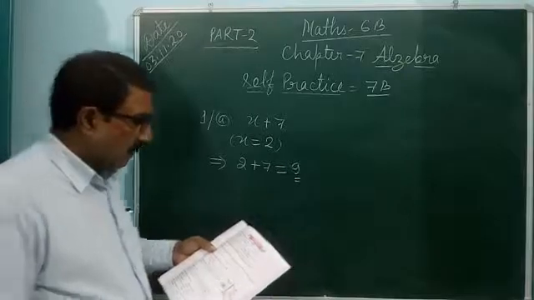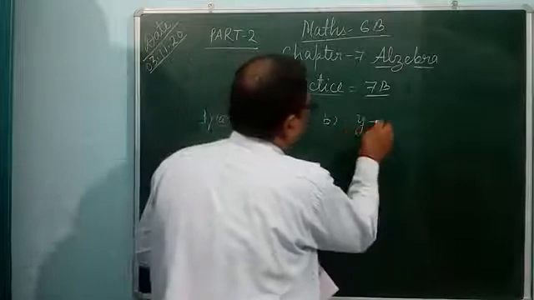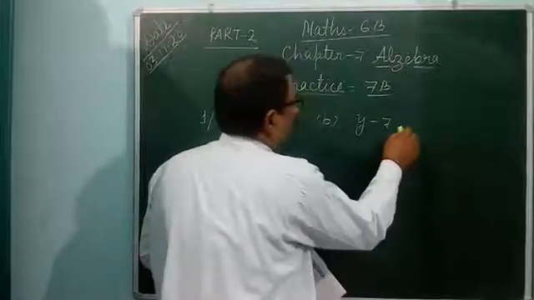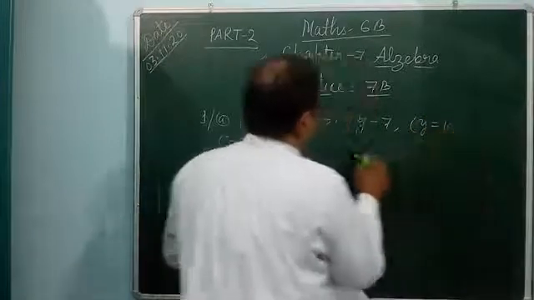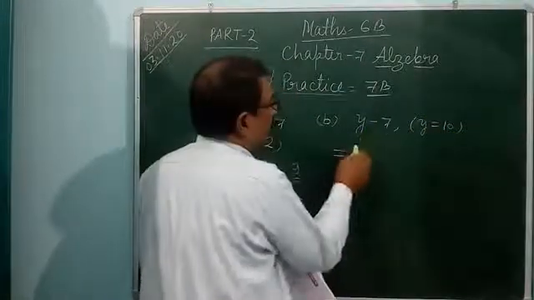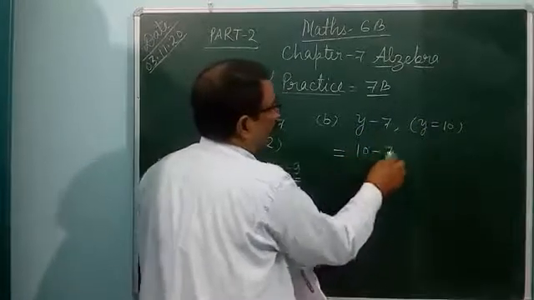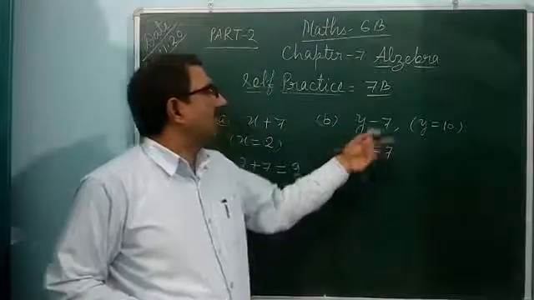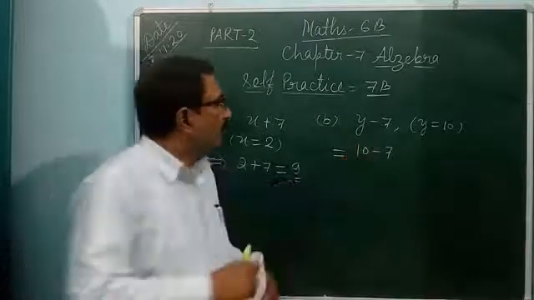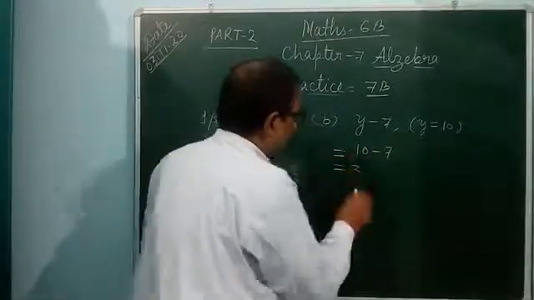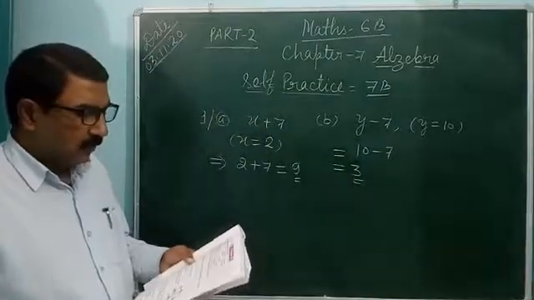B, y minus 7 for y is equal to 10. It means you can find the value. In the place of y you write 10 and minus 7. See, the expression is y minus 7. In the place of y you write 10 minus 7. So 10 minus 7 is equal to 3. 3 is the answer. Like that you can do.